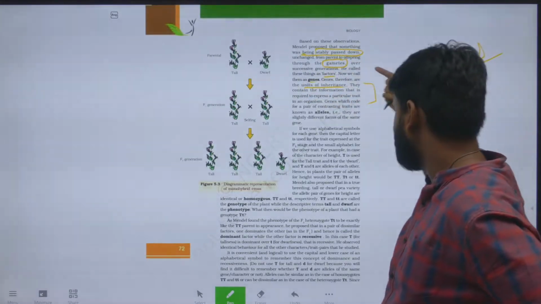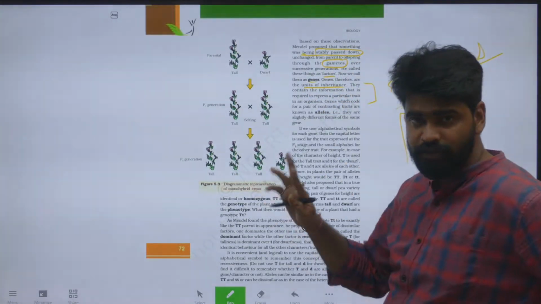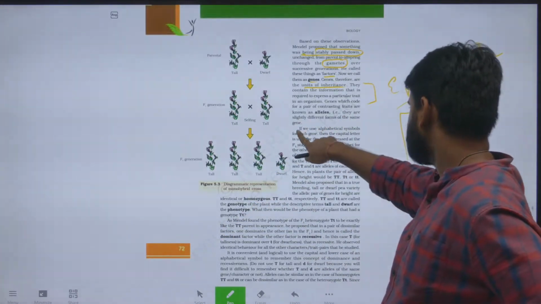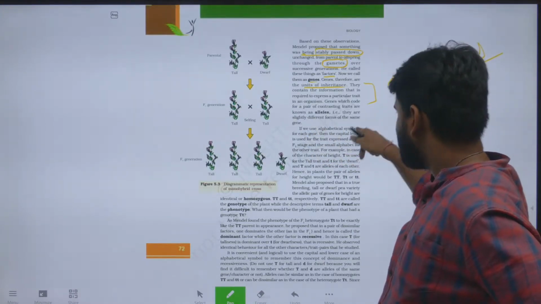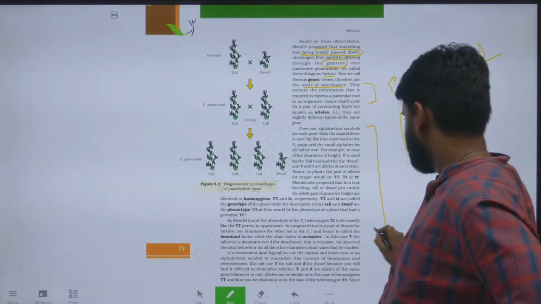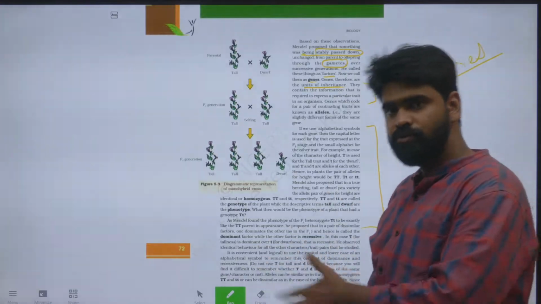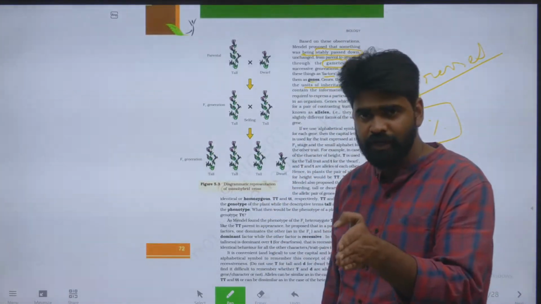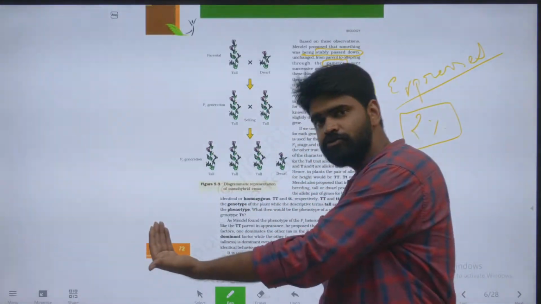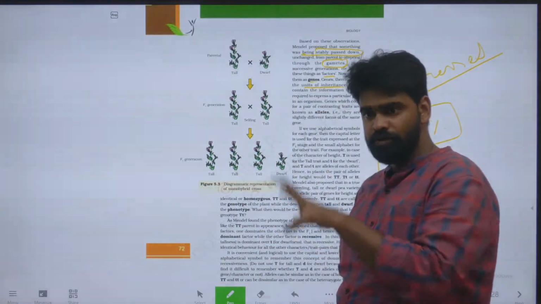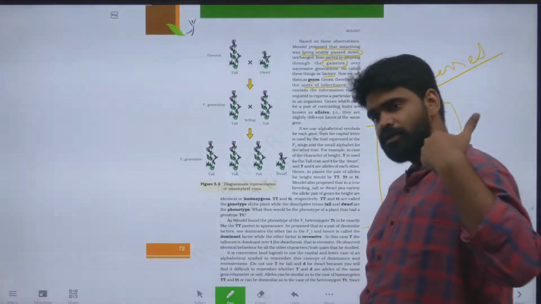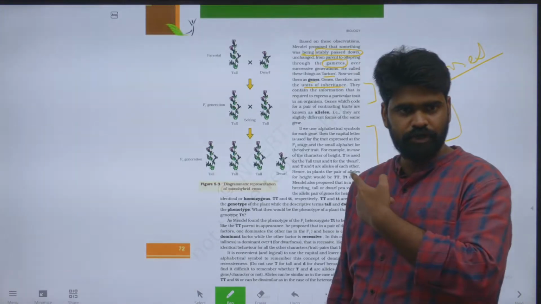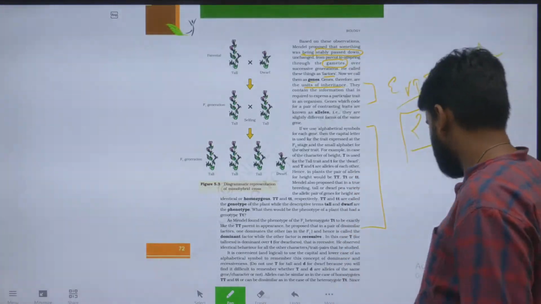Genes which code for a pair of contrasting traits are called alleles. I told you, they are alternating forms of the gene, though not always true. They are slightly different forms of the same gene. If we use alphabetical symbols, you can take any symbol. The dominant you represent with a capital letter. The capital letter always comes first for that particular gene. If you are taking another gene, you can write a small letter and a capital letter, it doesn't matter. Got it? So nothing to explain here.